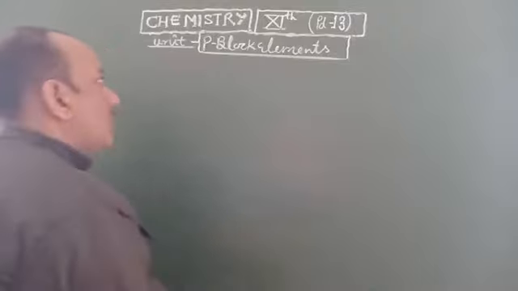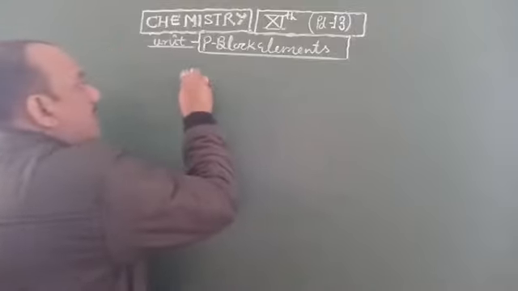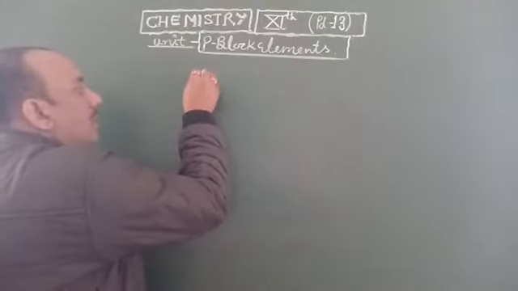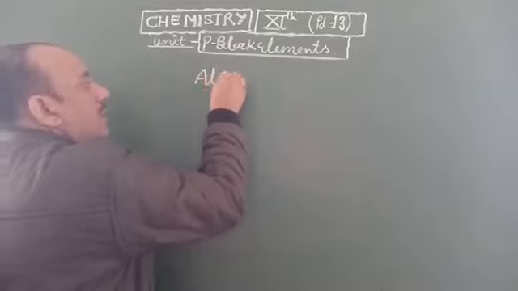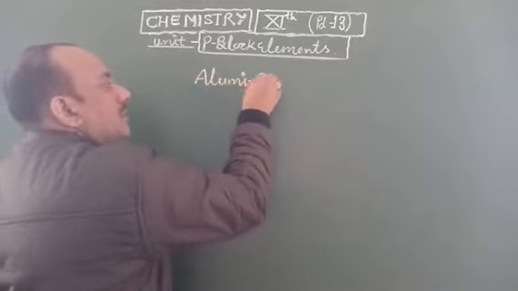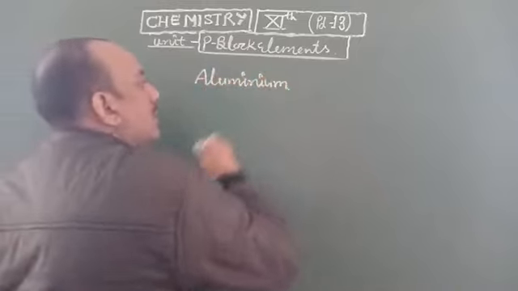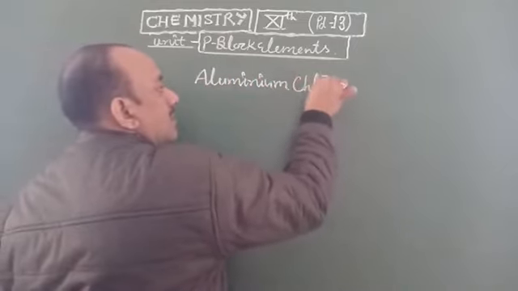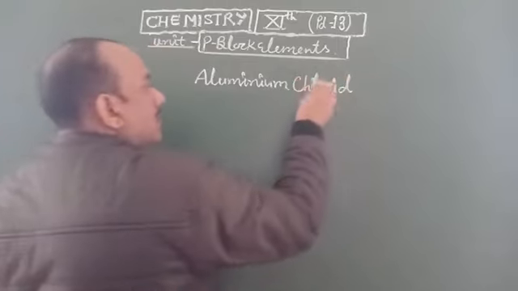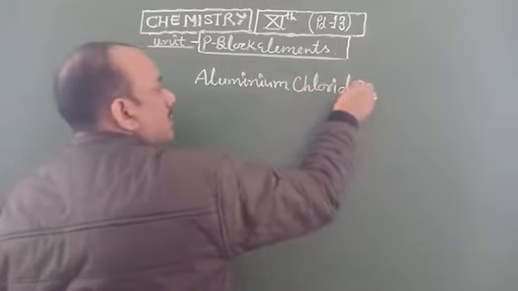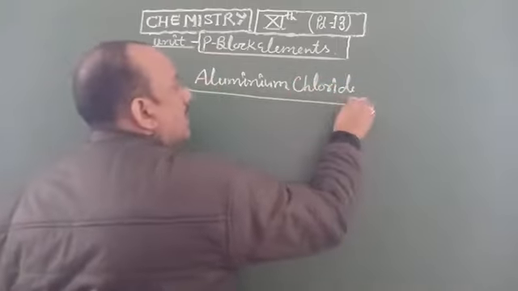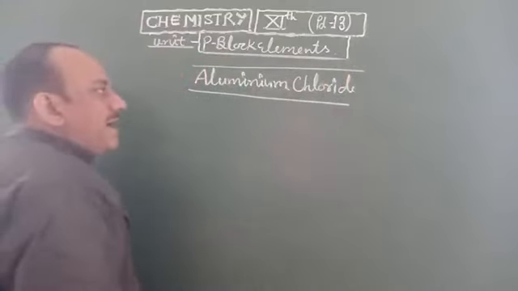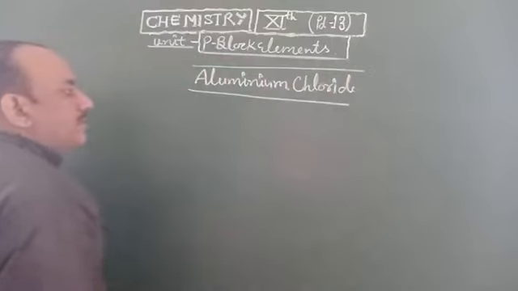Students, today we are going to discuss another compound of aluminium, named aluminium chloride. This one is the unhydrated form of aluminium chloride.